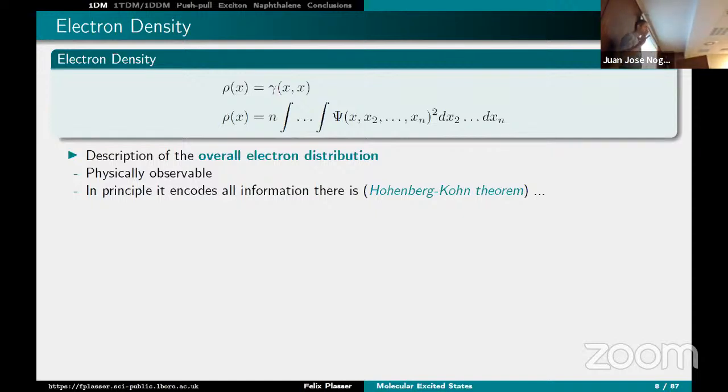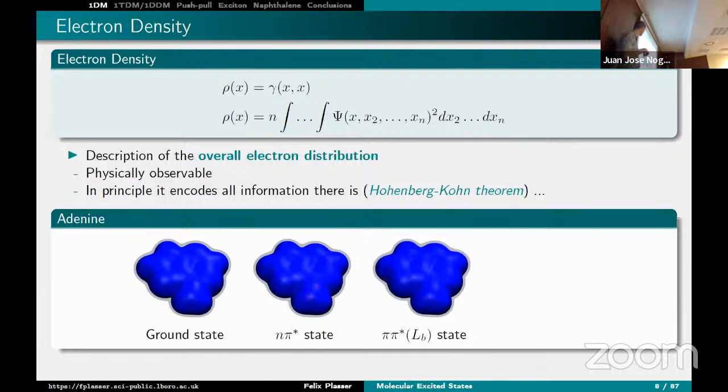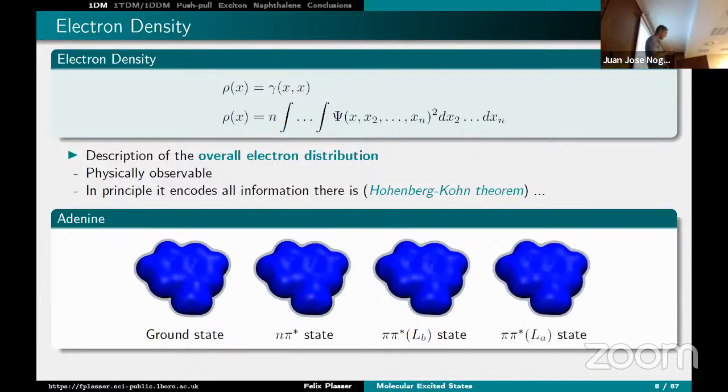So there are some more purists in the wave function community who tell you, okay, you should only really ever look at the electron density because it's observable, and because the Hohenberg-Kohn theorem tells you that, that's the basis of density functional theory. It's really great. But then you actually look at the density. For example, this is the ground state for adenine. This is the n-pi star state for adenine. This is the first pi-pi star state, the second pi-pi star state for adenine. So in principle the electron density is super amazing, but in practice it doesn't really tell you anything. So let's see where else we can go.